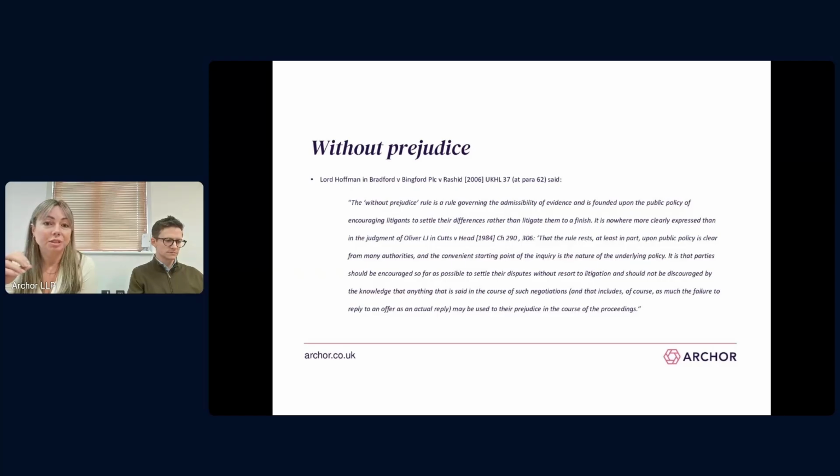This protection is rooted in public policy and ensures that settlement discussions remain confidential and inadmissible in evidence during the litigation or adjudication process. I've put some text on the slide taken from Lord Hoffmann, which sets out exactly what the without prejudice rule is.